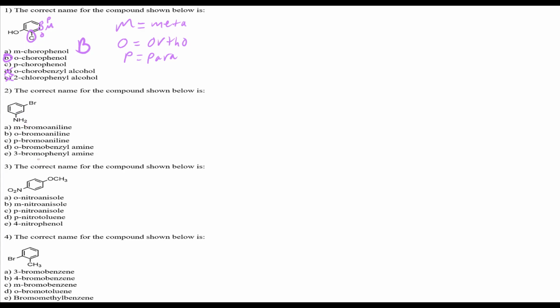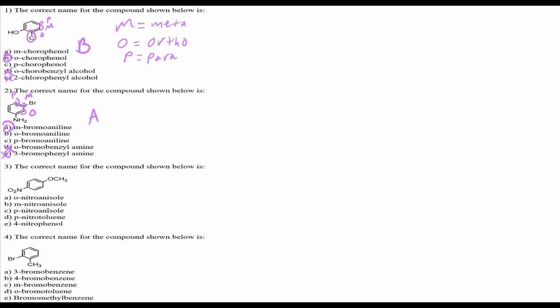So I know my answer choice has to have something with aniline. Now, where is my bromine? Well, this carbon right here is called the ortho, this one right here is called the meta, and over here, which is parallel to the aniline, would be para. So I know that my bromine is meta. It would have to be answer choice A. We have meta-bromo-aniline. So it's A.